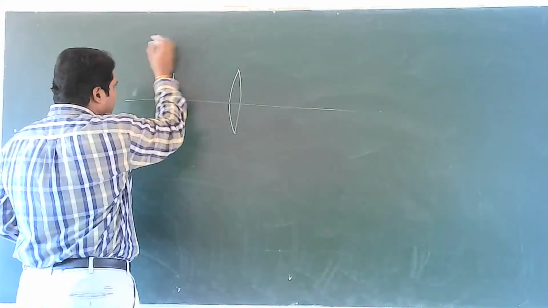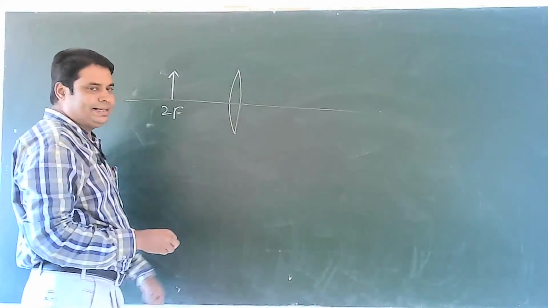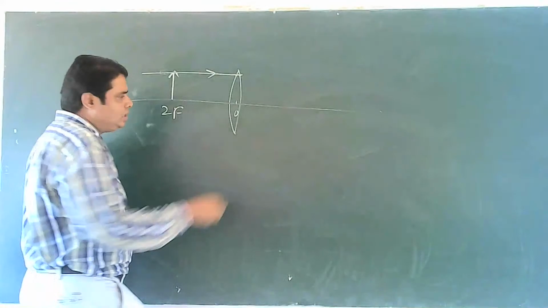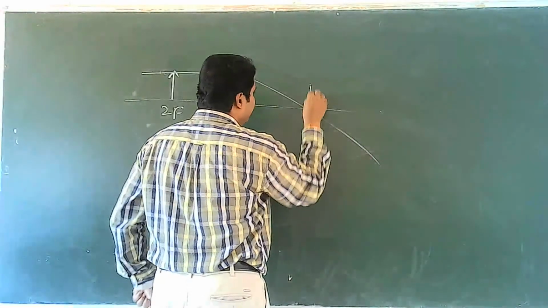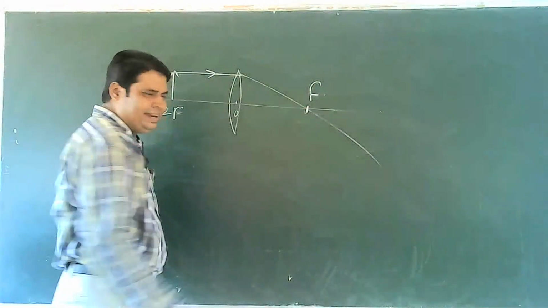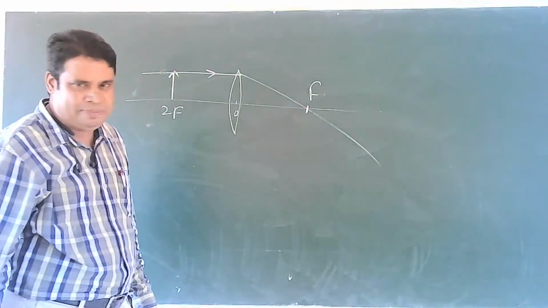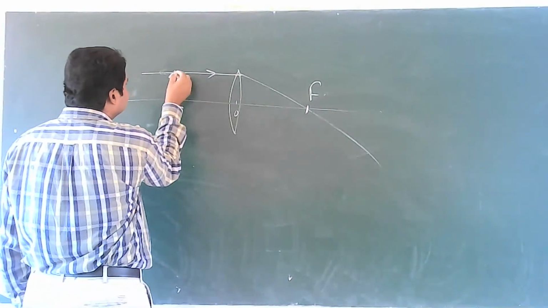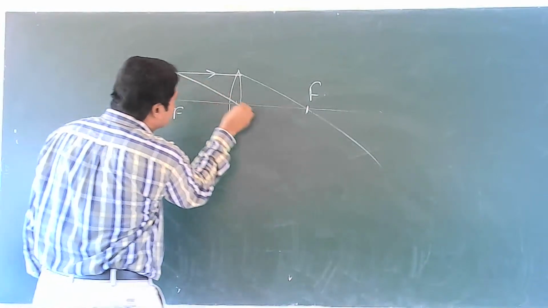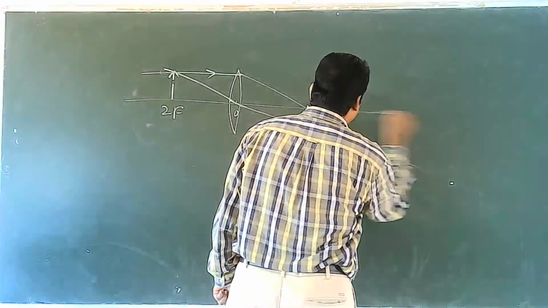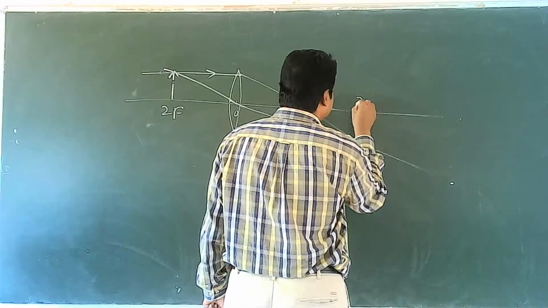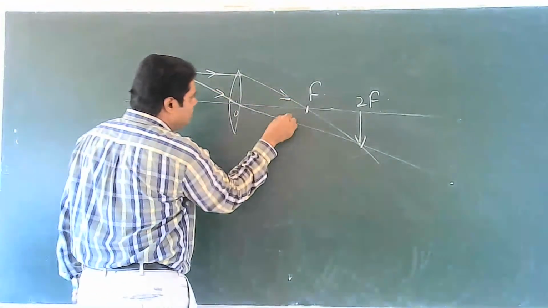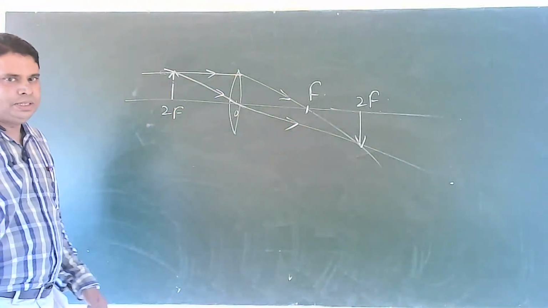This is 2F. Now we are placing the object exactly at 2F. First ray as usual, after refraction, will pass through F. They are not scaled actually, that's why some variation in the image will occur, but you must know the thing. Second ray is passing through O. Once again, don't forget the ray direction.